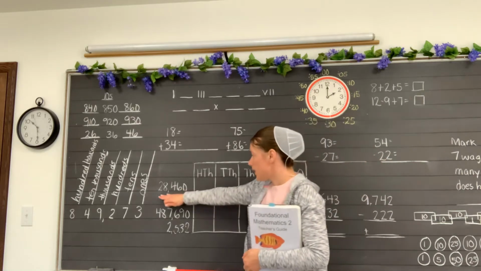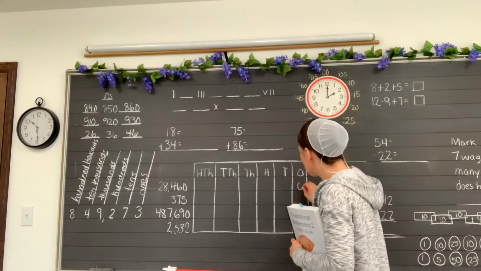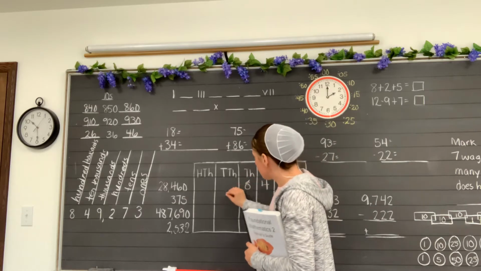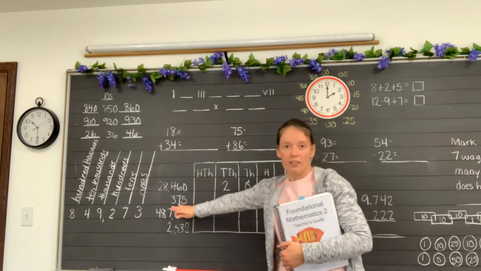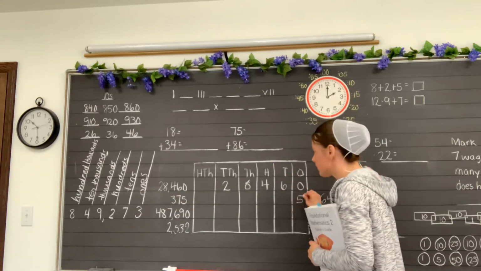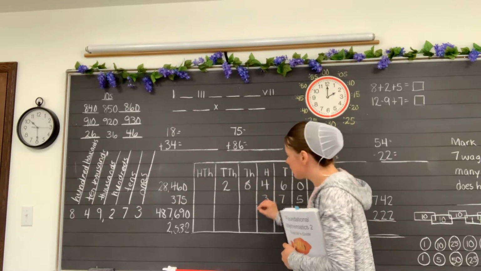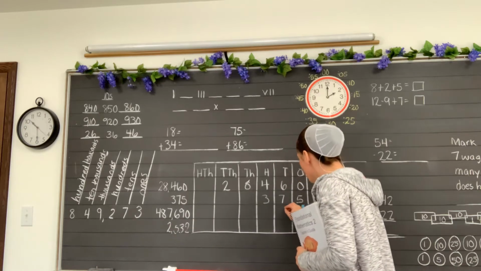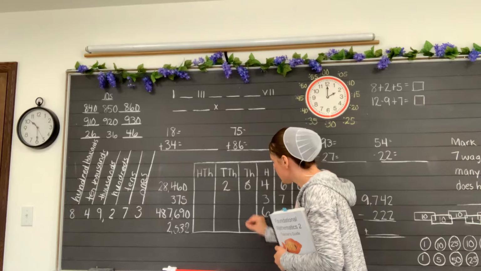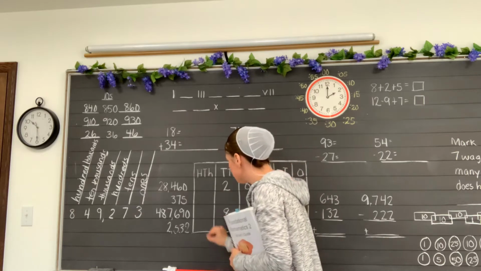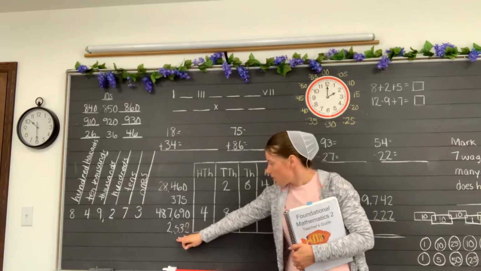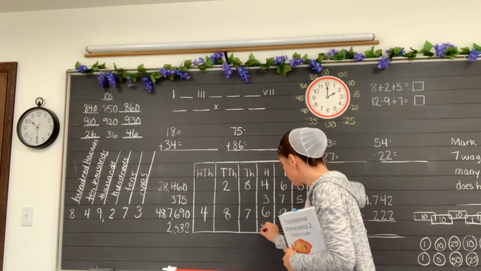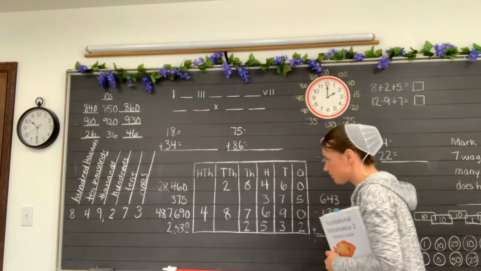So we have this number, 28,460. We put the 0 in the ones place, 6 in the tens, 4 in the hundreds, 8 in the thousands, and 2 in the 10,000s. 375. So we put 5 in the ones, 7 in the tens, 3 in the hundreds. 487,690. 0 in the ones, 9 in the tens, 6 in the hundreds, 7 in thousands, 8 in the 10,000s, 4 in the 100,000s. 2,532. 2 in the ones, 3 in the tens, 5 in the hundreds, and 2 in the thousands.